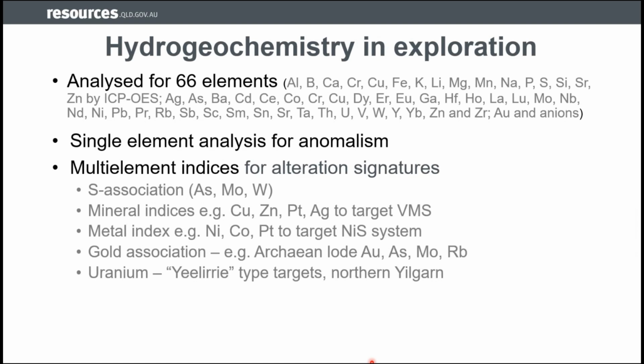The good thing about hydrogeochemistry is that it analyzes for 66 elements, and the data, after it's been curated, you could use either as a single element to determine an anomaly, or you could merge them together to find mineral indices. And there are some of the examples I showed you there, that you could combine them to find different kinds of systems, to see if they exist or not.